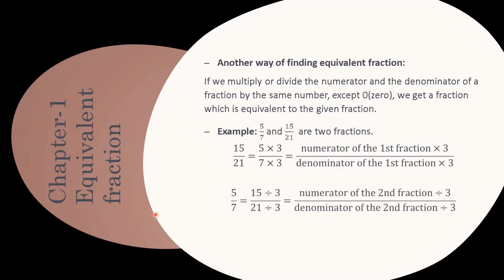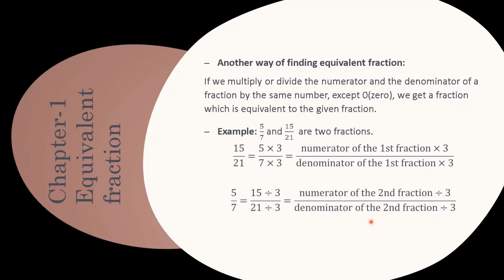Then, my dear students, 5 divided by 7, as you can see, if we divide the numerator and the denominator of a fraction by the same number, so you can see 15 divided by 3, 21 divided by 3, we get 5 divided by 7 equals numerator of the second fraction divided by 3 over denominator of the second fraction divided by 3.